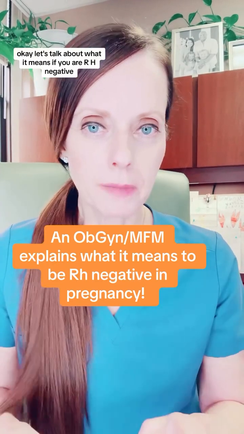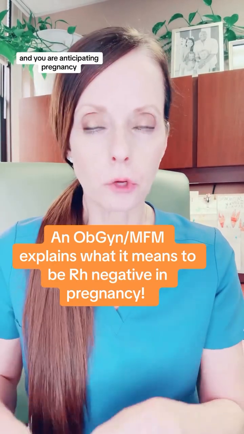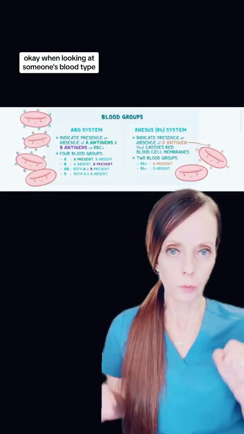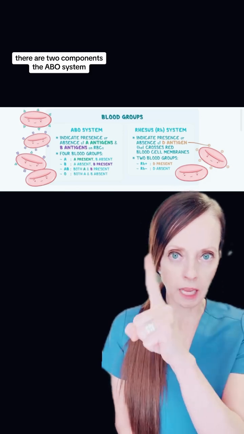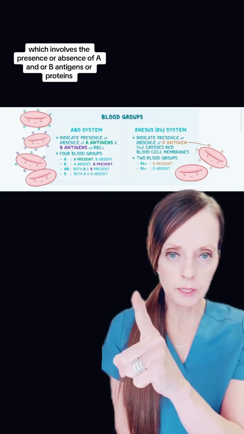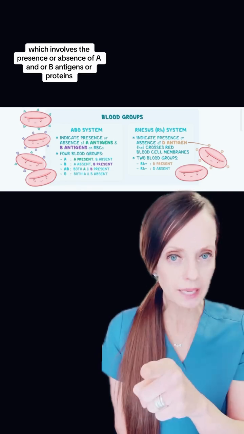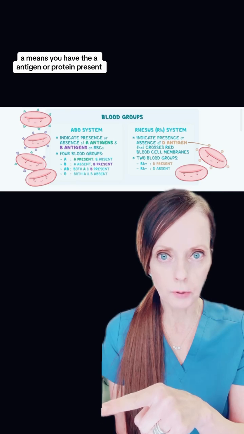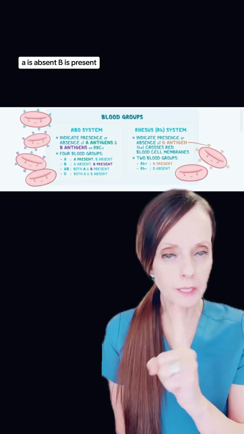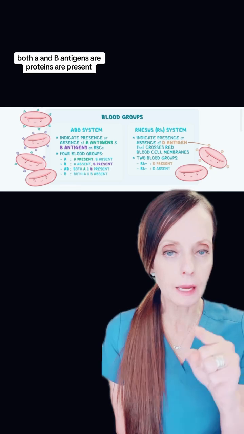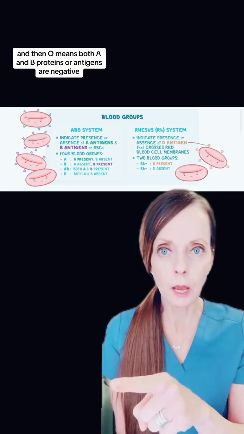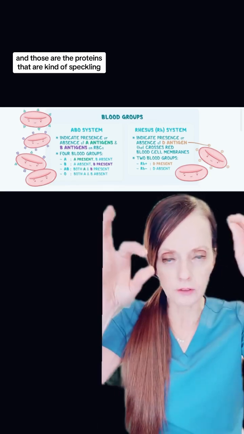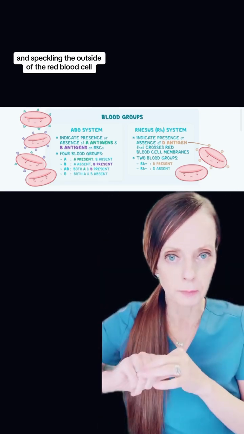Okay, let's talk about what it means if you are Rh negative and you are anticipating pregnancy or you are pregnant. When looking at someone's blood type, there are two components. The ABO system involves the presence or absence of A and/or B antigens or proteins. A means you have the A antigen or protein present, B is absent. B, A is absent, B is present. AB, both A and B antigens or proteins are present. And O means both A and B proteins or antigens are negative. Those are the proteins that are kind of speckling and spackling the outside of the red blood cell.